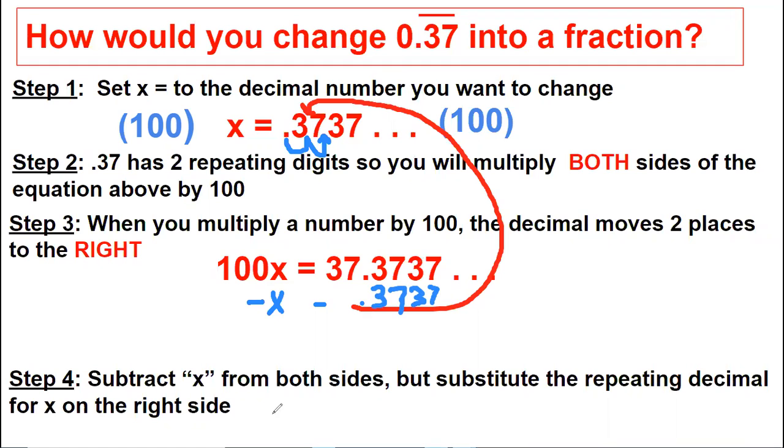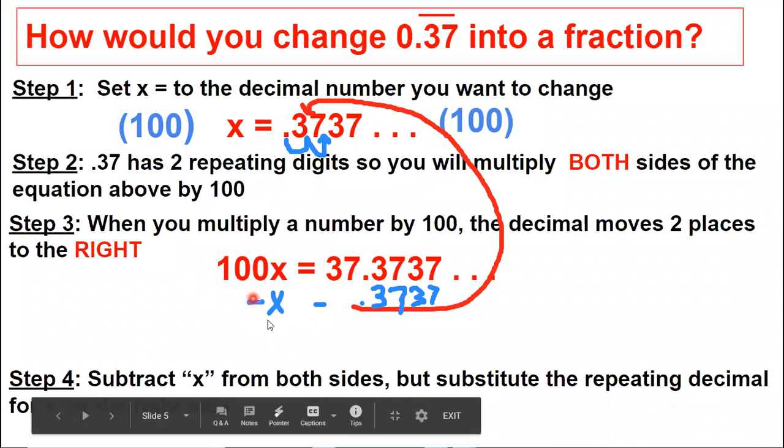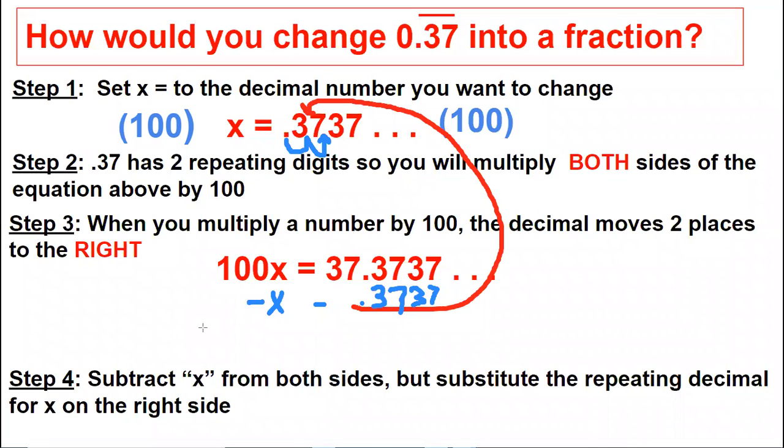But why did I do that? Remember that 0.37 was x. So I actually did the same thing to both sides. Remember, you always have to do the same thing to both sides of an equation. We put minus x here. We put minus x here, but we changed the x. We substituted in 0.3737. And then we just subtract.